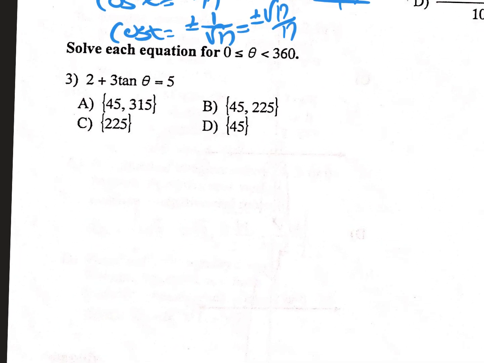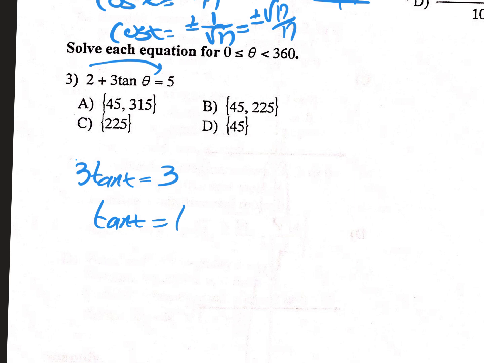Number 3, solve for theta. I'm just going to put x. First step, I'm moving the 2 to the other side, so I get 3 tangent x equals 3. Divide both sides by 3, I get tangent is 1. Now here's the deal. Tangent is 1 where, remember tangent is sine over cosine like I did up here in number 1. So tangent can only equal 1 where sine and cosine have the same value.